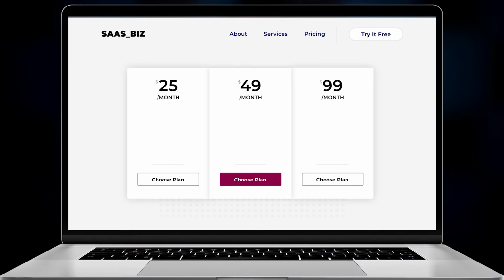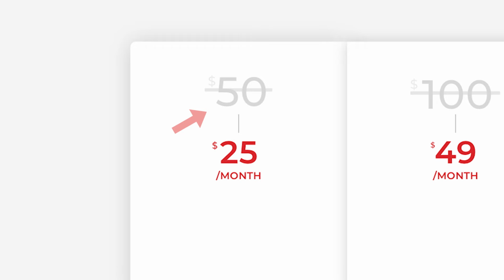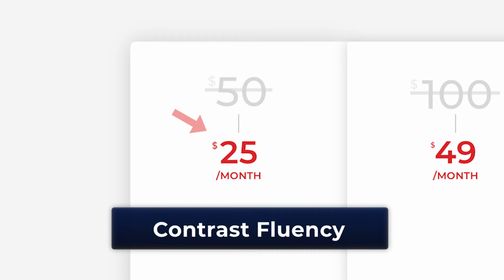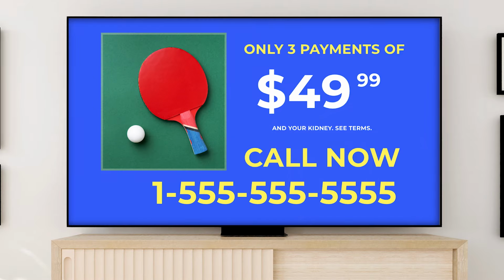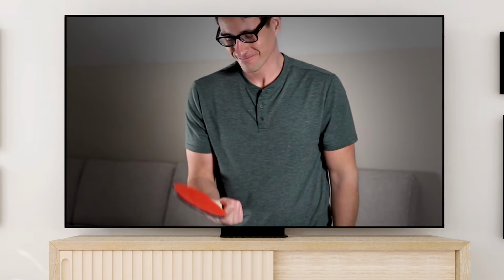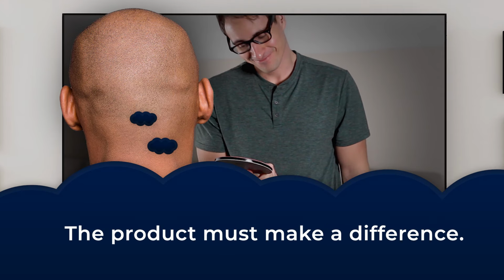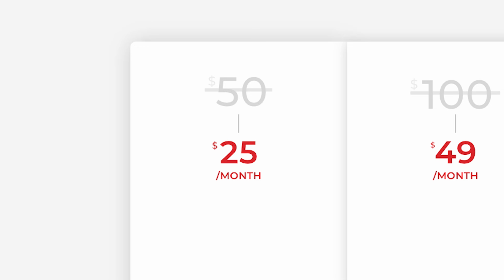But here's how I might approach it. You visually enlarge this top number so that the price below looks visually smaller by comparison. You still need their attention on this smaller number, so I reduce the opacity of this top number while adding red to this price below. This also helps with what I call contrast fluency. For example, infomercials depict problems in black and white, yet they depict the solution in vivid color. Viewers think, something feels different, therefore the product must make a big difference. Same thing here. A stronger visual difference will imply a stronger conceptual and numerical difference.